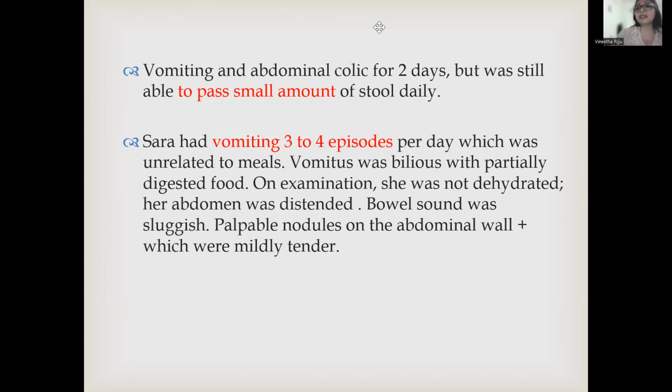Sanchi also says it is upper GI. So now you see, we did not need a CT. We did not need an abdominal erect X-ray over here. But we know the history, we saw the clinical findings, and bang, we could just come to the diagnosis. This is a subacute intestinal obstruction. This is an upper GI obstruction.